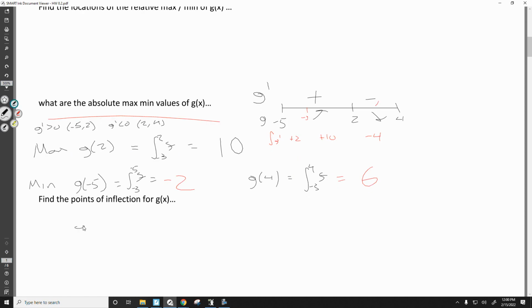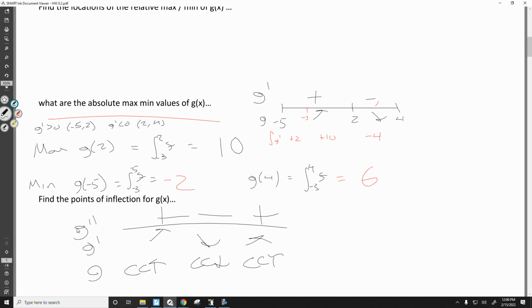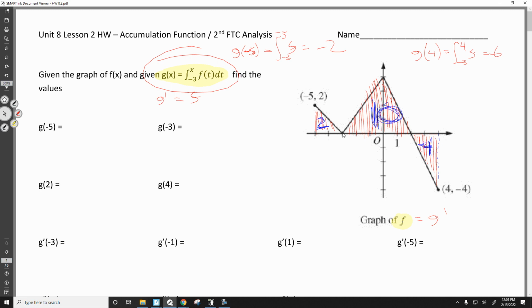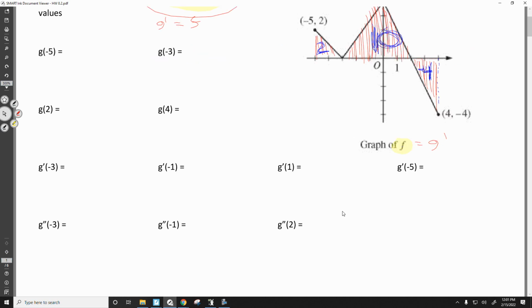Okay, that's when G double prime is going to change signs, right? Positive, negative, positive. So that's when G prime is going to change direction. That's when G is going to change concavity. Where does G prime, which is what's given to you, change direction? Or when do the slopes change? -3 and 0 is correct.